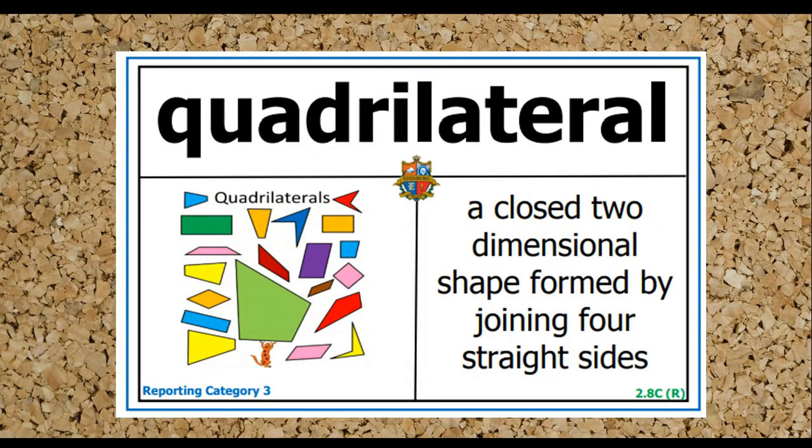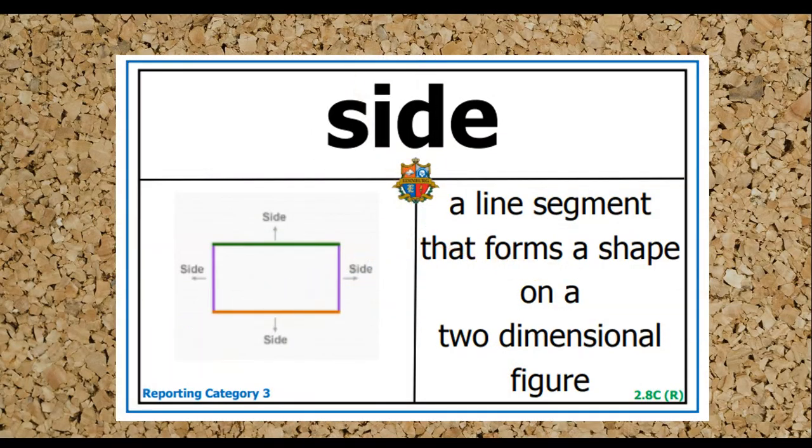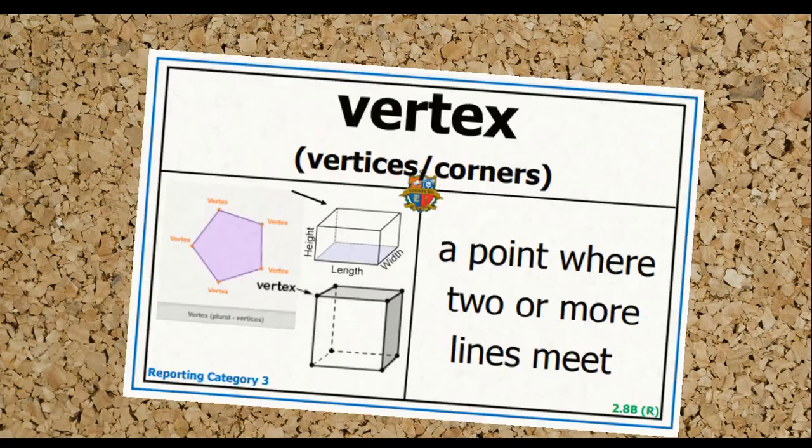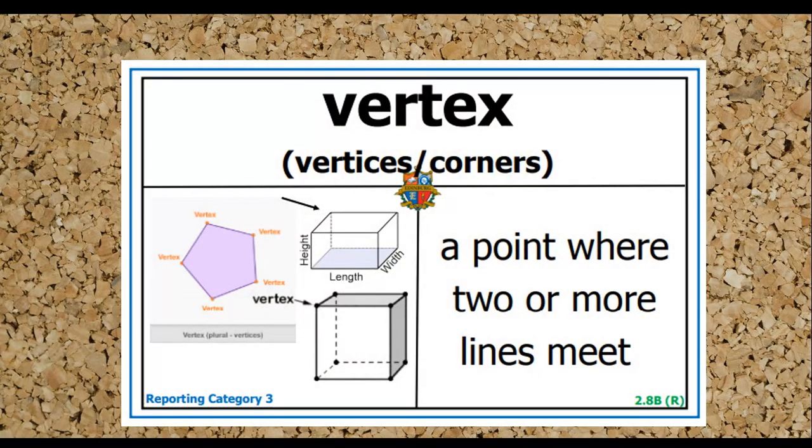A quadrilateral is a closed two-dimensional shape formed by joining 4 straight sides. Side, a line segment that forms a shape on a two-dimensional figure. And vertex or vertices, a point where 2 or more lines meet.